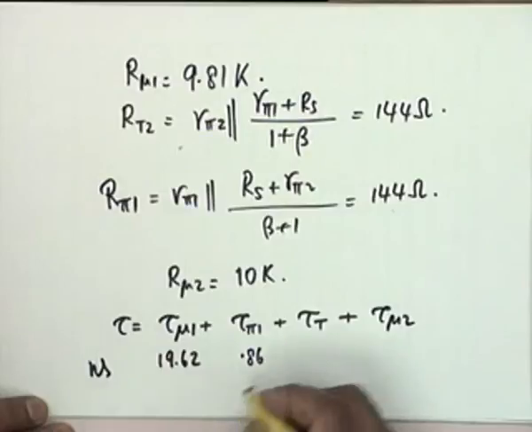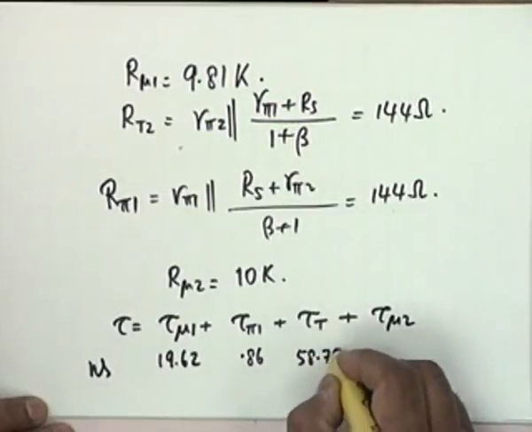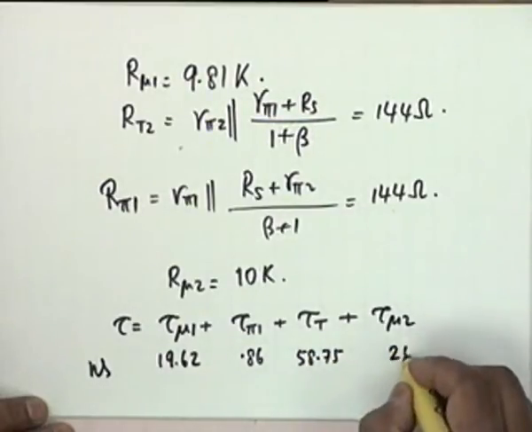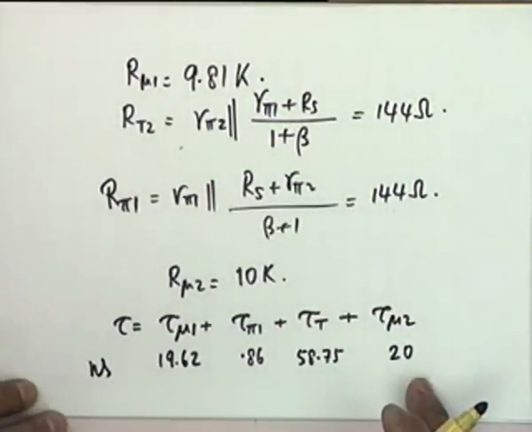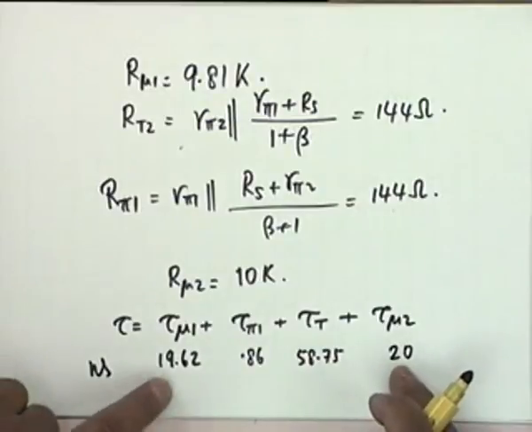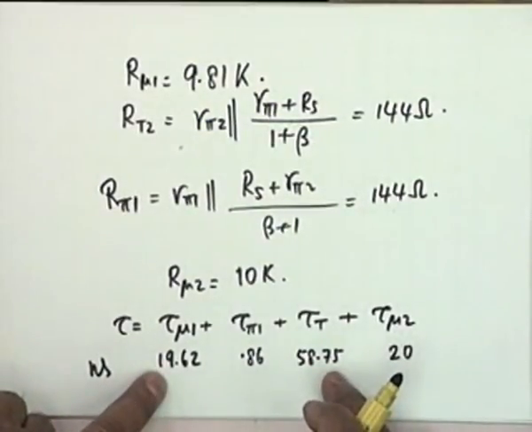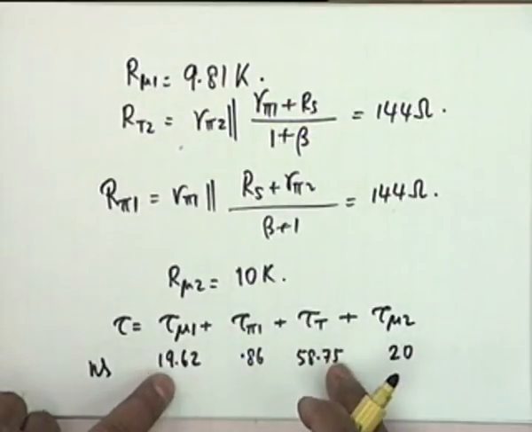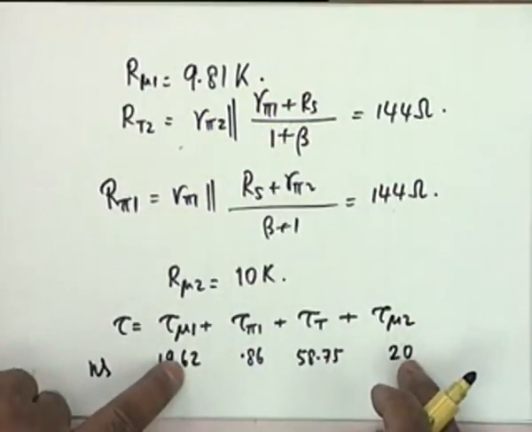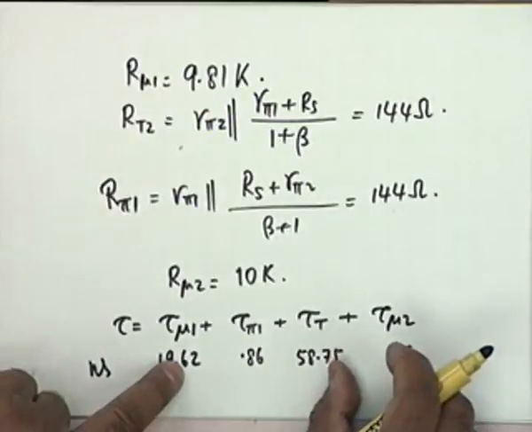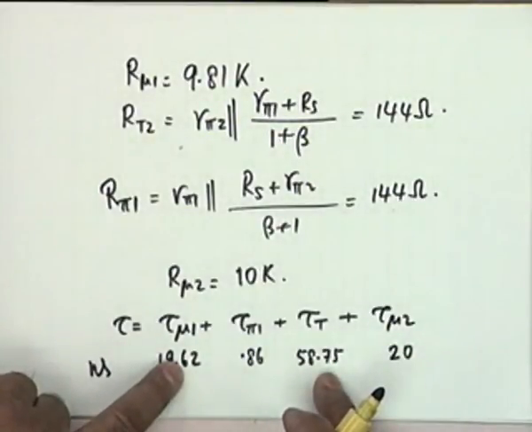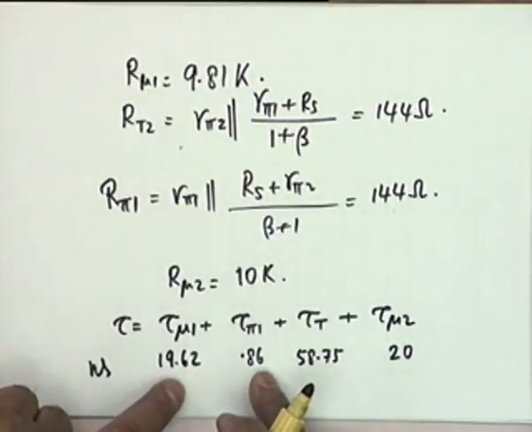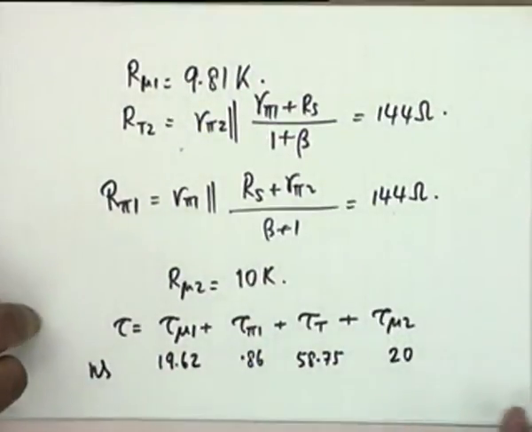0.86, 58.75 and 20. You see, none of them are really dominant. These two are comparable. This is approximately 3 times, so you can say this is dominant, but the two together make its dominance disappear. Isn't that right? Yes. So I can't say 58.75 is dominant, but 0.86 perhaps we can safely ignore.